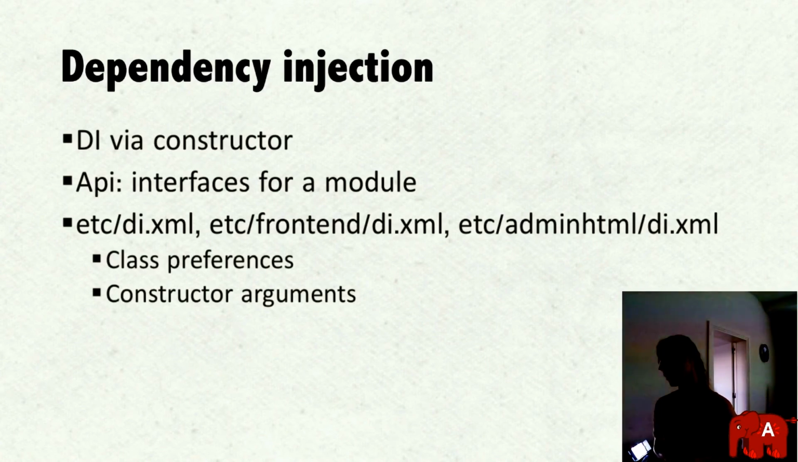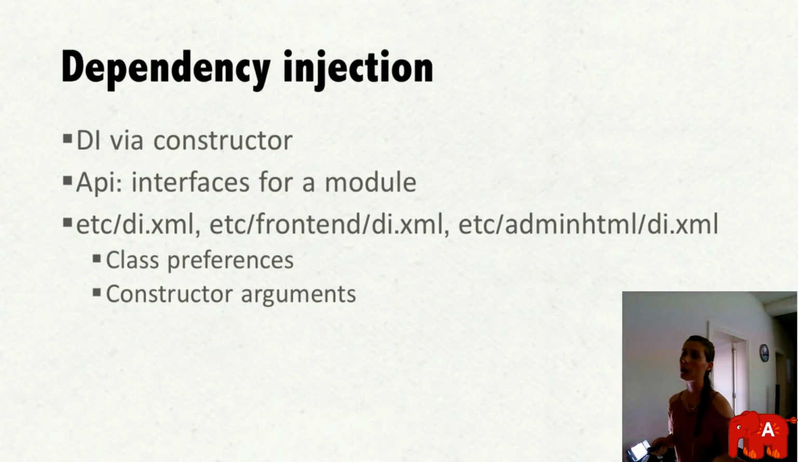Again, you can specify this on a global level, but you can also specify this for the front end or for the back end. So you can say, okay, for the front end you need an instance of this class, but for the back end you need an instance of this class. And in this di.xml you can also define some constructor arguments. Now, because you can define preferences for interfaces, you can also slightly adapt this to make other modules work with your code instead of their code.